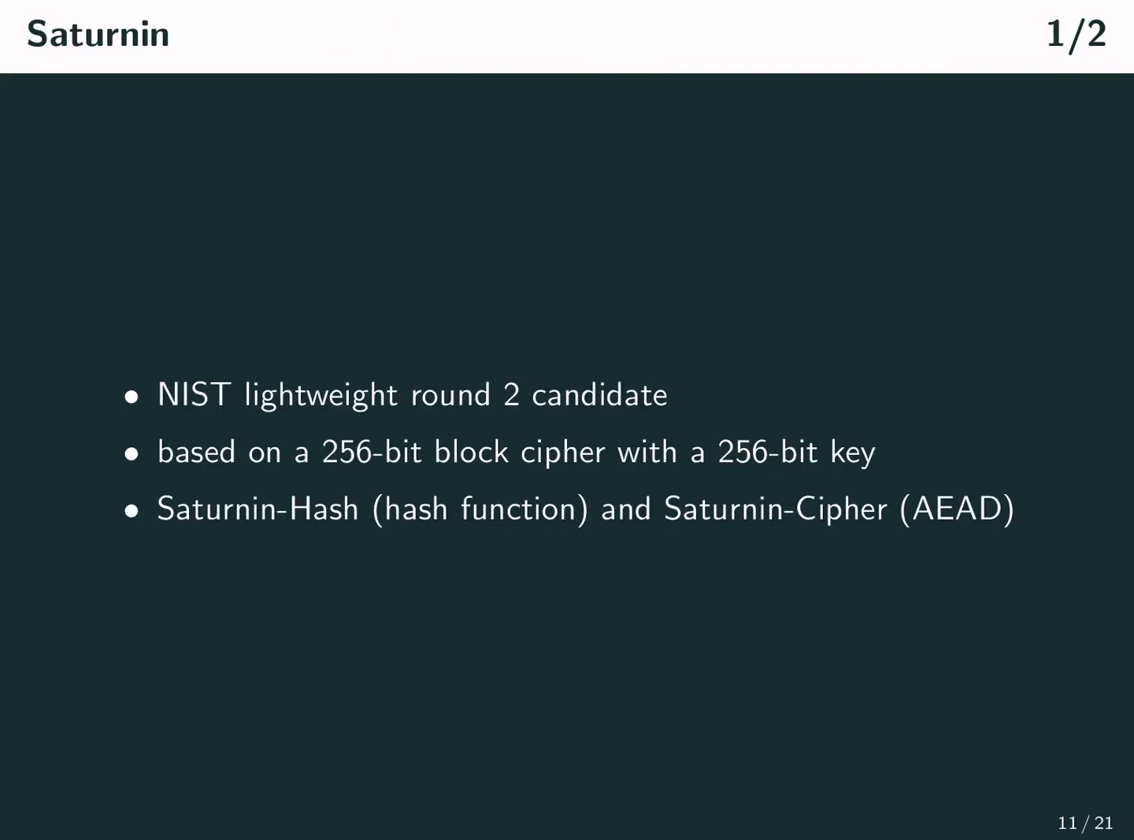Saturnin, a further NIST lightweight candidate, is built on top of a 256-bit block cipher with a 256-bit key. In their NIST submission, the authors described 3 constructions. One for hashing, called Saturnin hash, Saturnin short for authenticated encryption of small data, and further Saturnin cipher for larger data encryption.